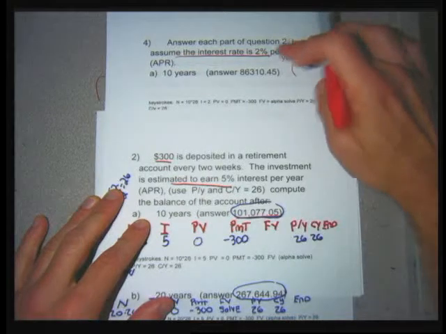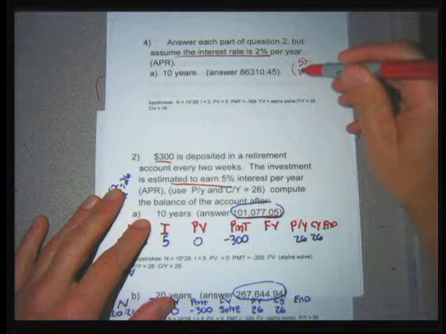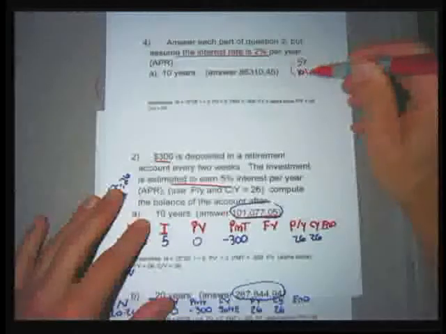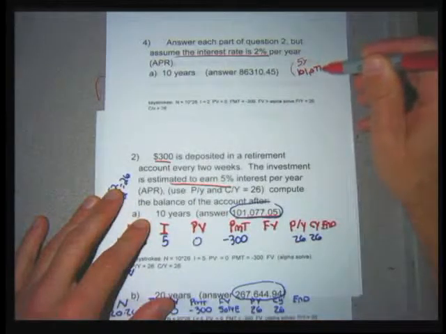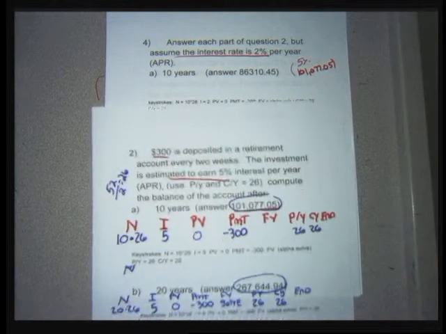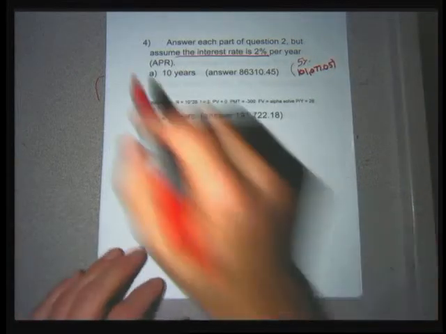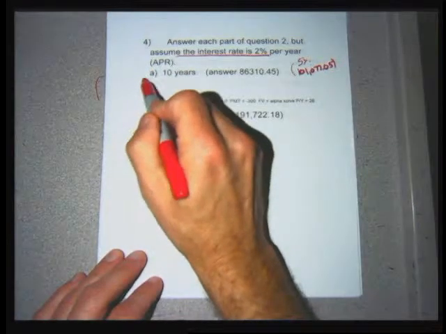In part A of problem 4, which is the exact same question as part A of number 2, other than my interest rate went from 5% to 2%, when I was able to get 5% for my interest rate, you'll notice that I was able to save in 10 years $101,000. If I'm super conservative with my investing, that $101,000 isn't going to be so good. It's going to go down to $86,000.